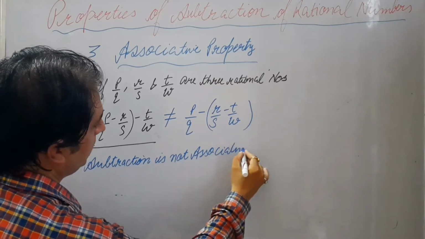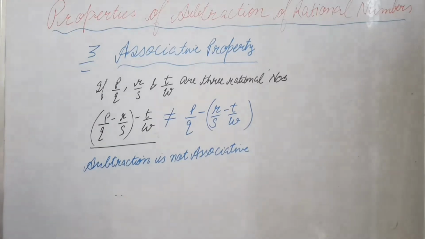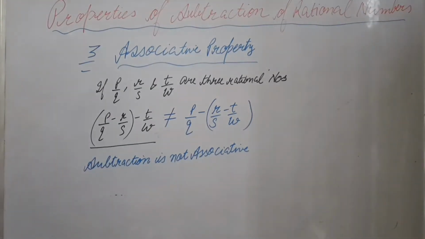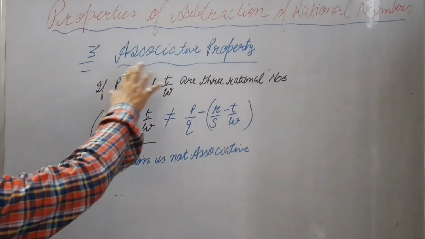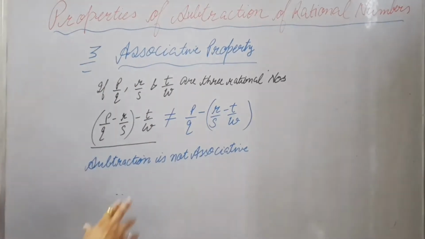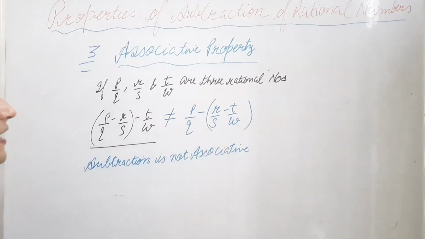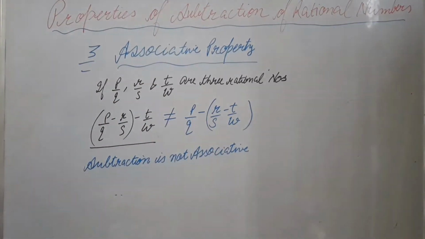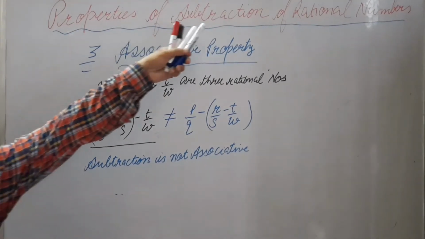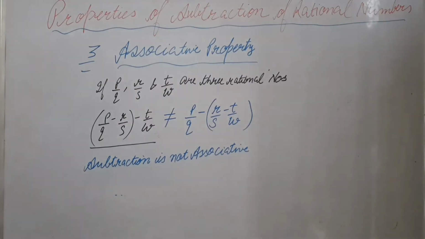associative. अगर ये कम्यूटेटिव नहीं है तो ये एसोशिएटिव भी नहीं है सब्ट्रैक्शन आपकी, right. आंसर मिलेगा दोनों केसेस में, but in both the cases the answers are different. The answers are different. So you can say the subtraction of rational numbers is not associative, and this property does not hold true for the subtraction of rational numbers.